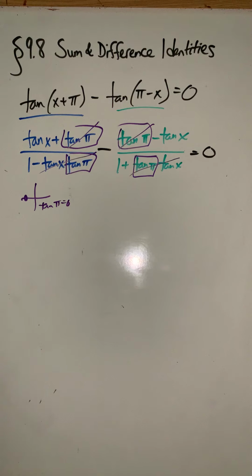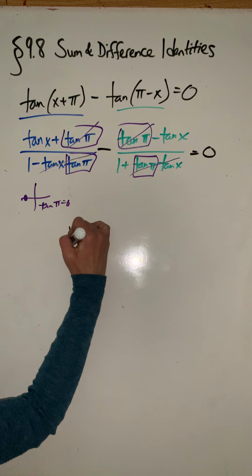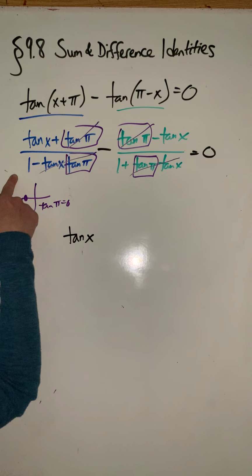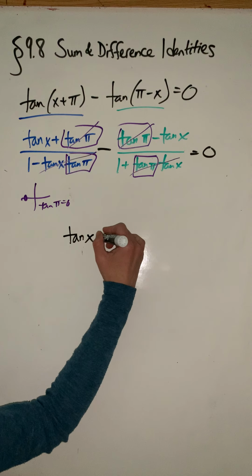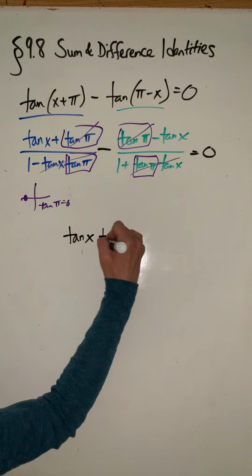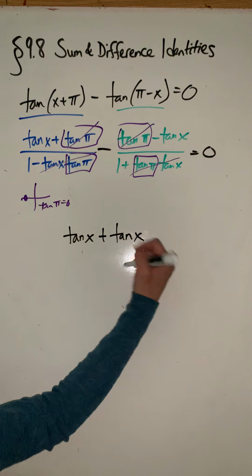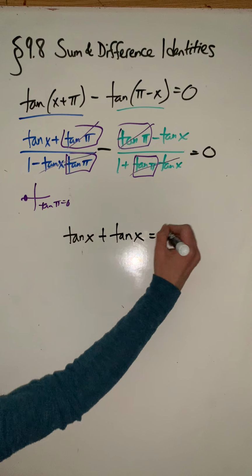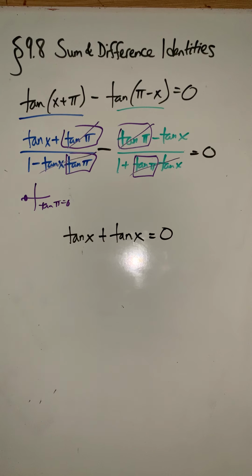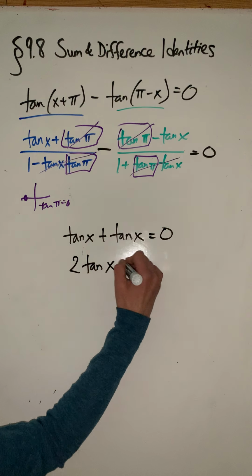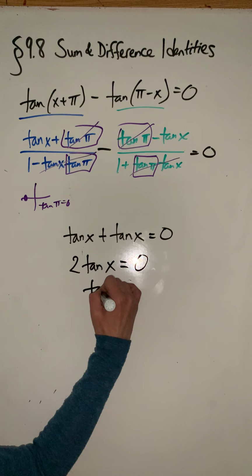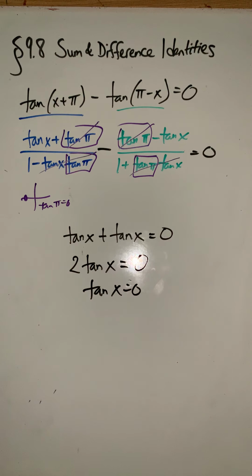Satisfying or sad? I don't know. You tell me. So we are left with the tangent of x over 1, right? And here we are left with minus a negative tangent. So this becomes tangent of x over 1. So just tangent of x. Okay. Now we can simply solve this. So tangent x plus tangent x is 2 tangent x. Divide by 2. Tangent x is still equal to 0.